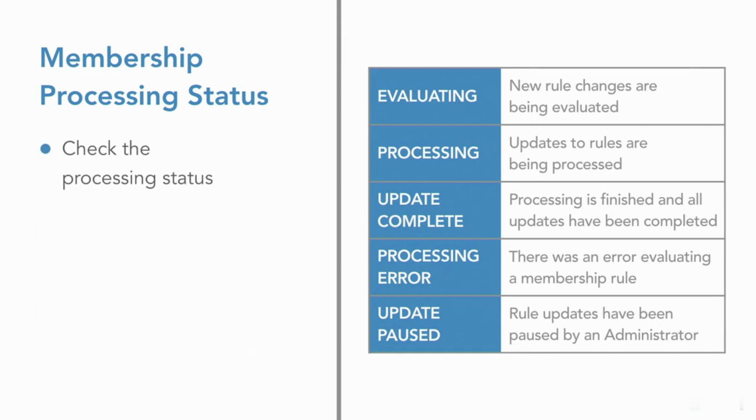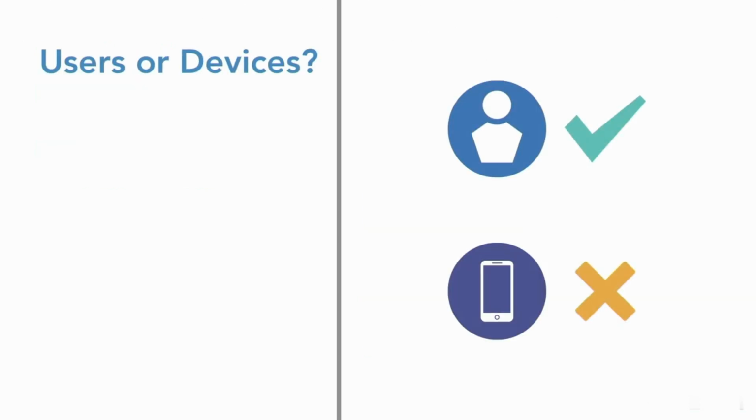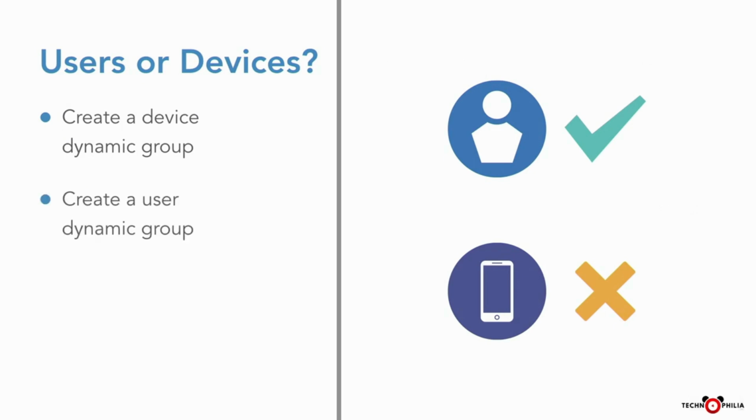The list of different possible statuses is shown on screen, including a processing error status. If you receive a processing error status, you should review the components of your rule, as it's likely that there is an error in the rule itself. When using dynamic groups, you can create dynamic groups for devices or dynamic groups for users, but you cannot mix users and devices in a dynamic group.